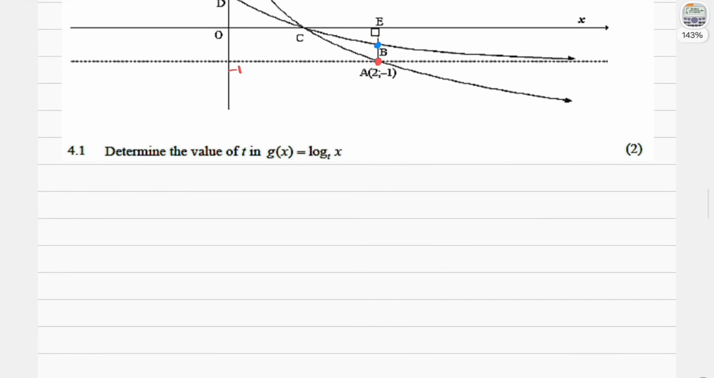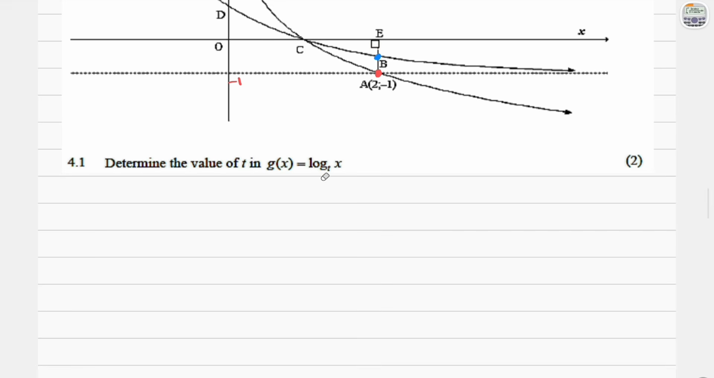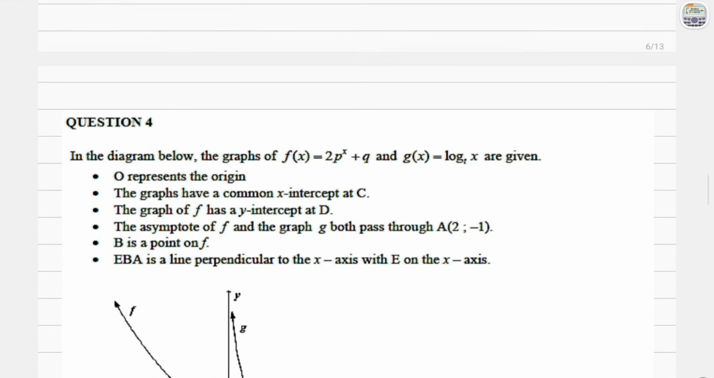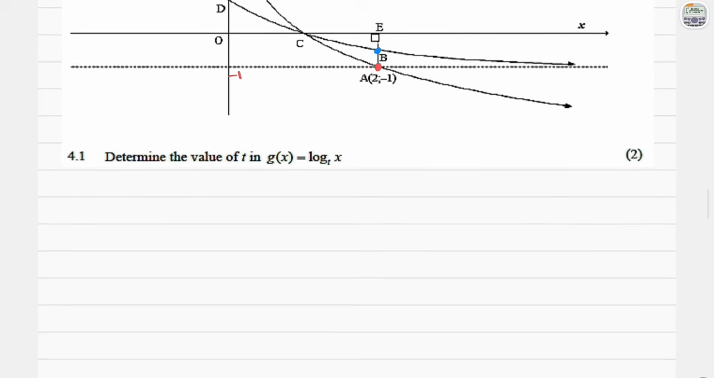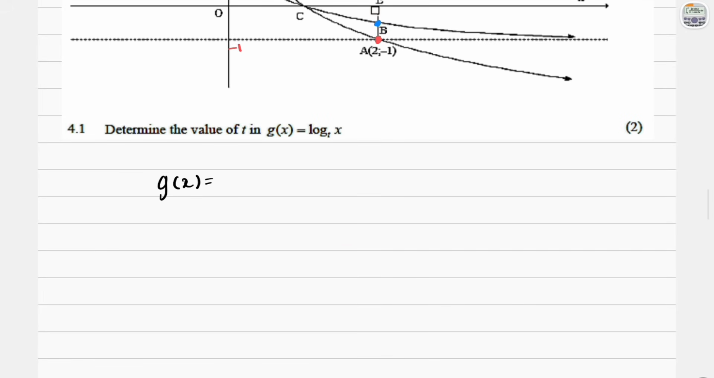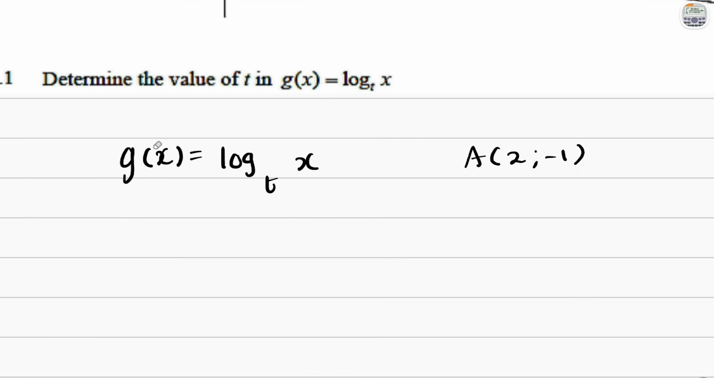And the first question is to determine the value of t in g of x is equal to log of x to the base of t. Okay, so on the graph of g, we have one point. We have this point A that lies on this graph, but the asymptote of f passes it. So we can simply take g of x is equal to log, and our base is t, and we have x, and we're going to substitute A in place of x and y. So our y value is -1, which is equal to log, and our base is still t, and the x value we have is 2.